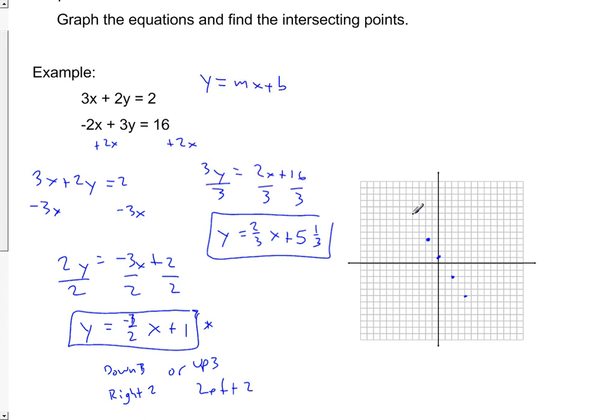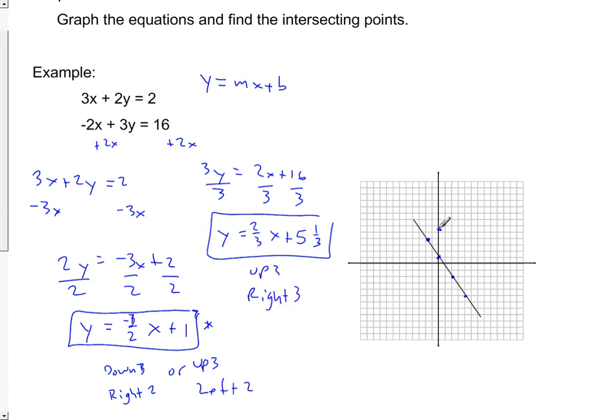And I'm going to graph this line through those points. Okay, now with this other equation, I have a slope y-intercept of 5 1/3. So I have to go up to 5 1/3, which is right about here. And my slope is 2/3, which would be up 2 and right 3.